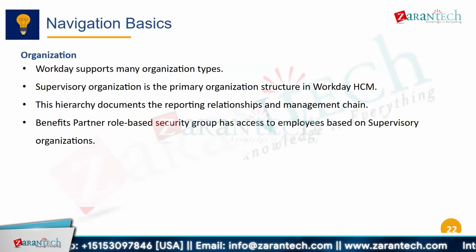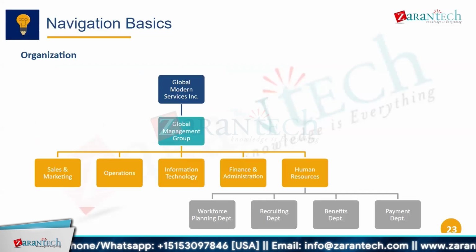Okay. The hierarchy documents the reporting relationship and management change. So this is with respect to organization, like how we can view the organization, right? Supervisory organization, in layman's words, we call a department. It shows how the hierarchical approach works in a company. Talking about the benefits partner role, we can have that set up at the supervisory organization level, right? But it can be on another organization type as well, for example cost center, location hierarchy, or any other organization type. Okay. So this is how the organization hierarchy mainly looks.